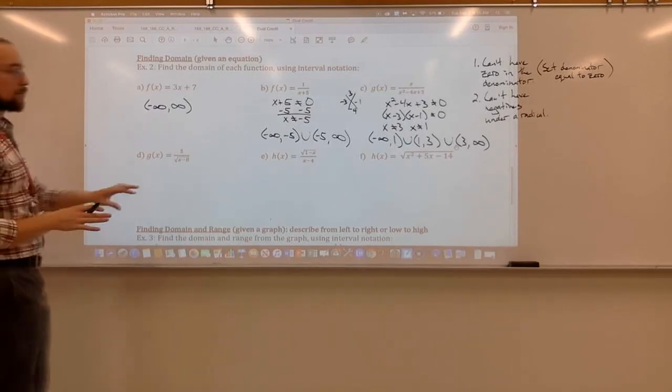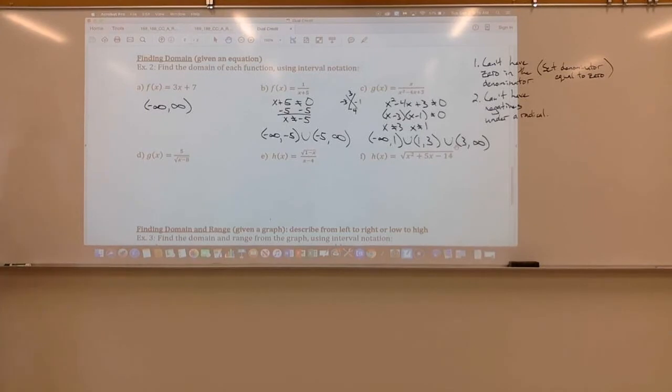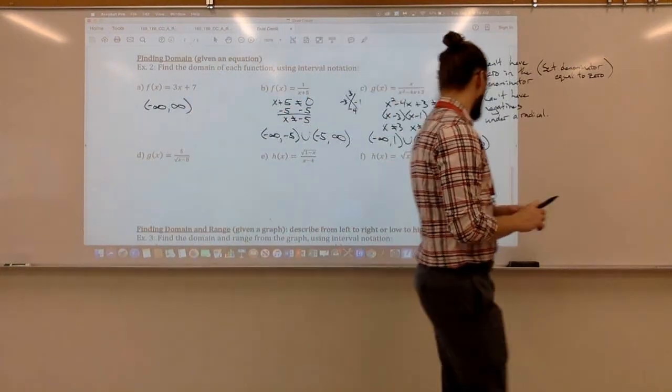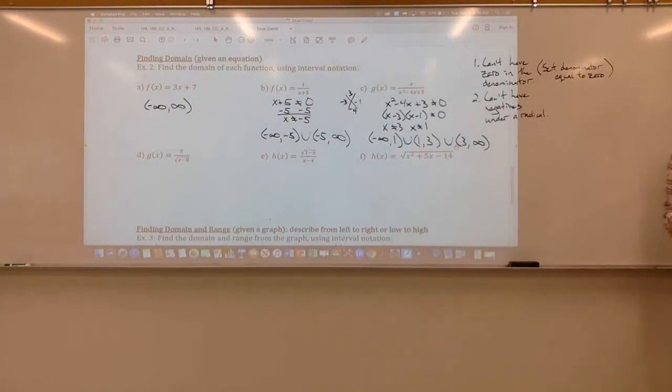Alright, I think we've got time for one more. What about D here? We have 5 over the square root of x minus 8. Actually, let's do F. We'll come back to D. F, I've got the square root of x squared plus 5x minus 14. Do either of these things apply? Right, negatives under the radical.